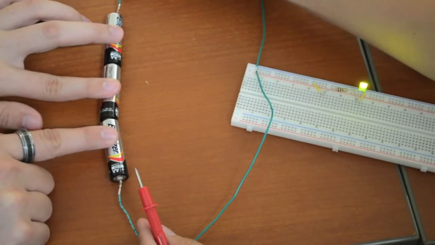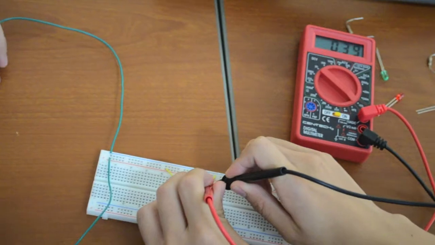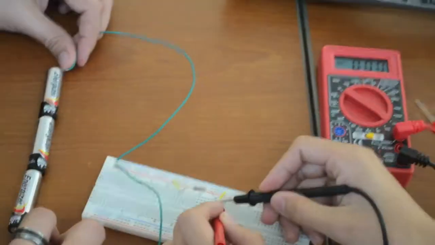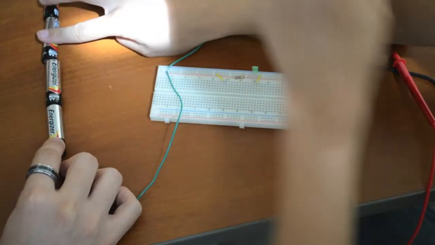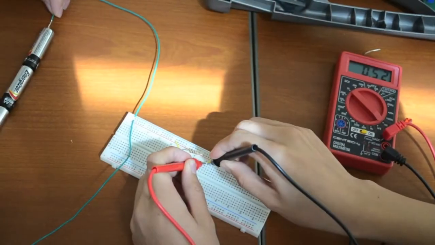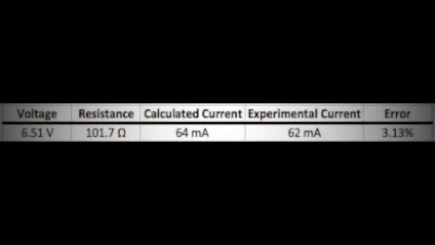For a voltage of 4.87, we calculated a value of 48 milliamps using Ohm's law. Our experimental value using the same voltage and resistance was 47 milliamps, giving us an experimental error of 2.08%. For a voltage of 6.51, we calculated a value of 64 milliamps using Ohm's law. Our experimental value using the same voltage and resistance was 62 milliamps, giving us an experimental error of 3.13%.